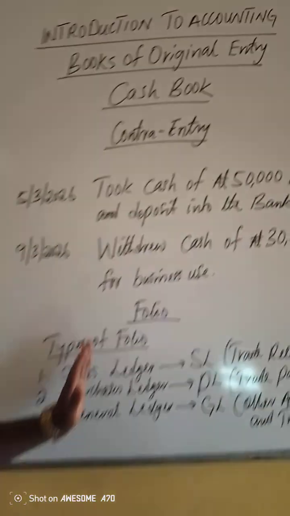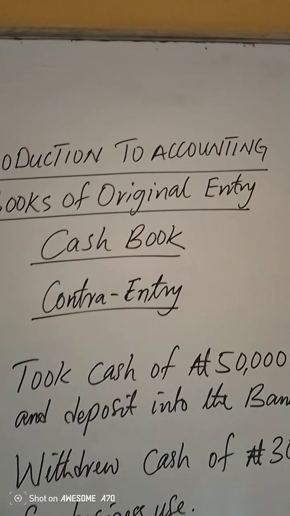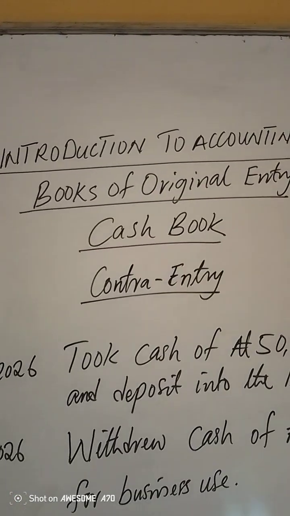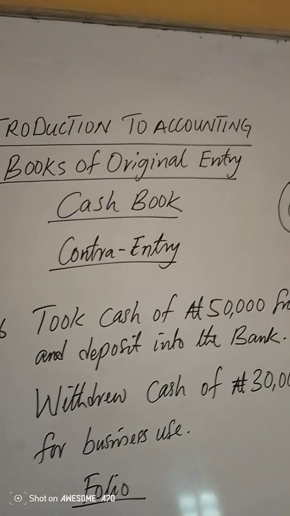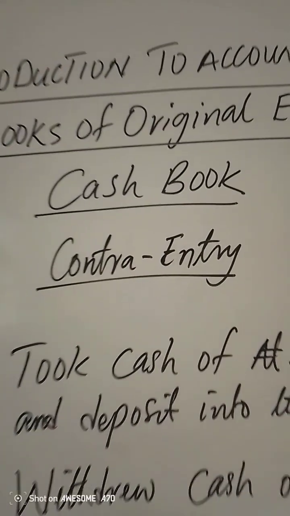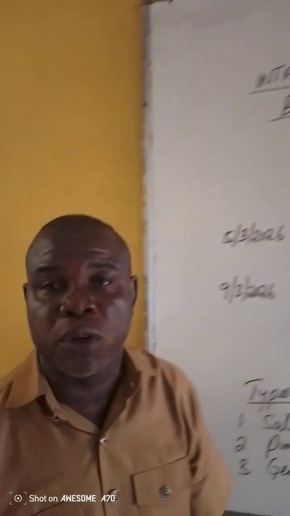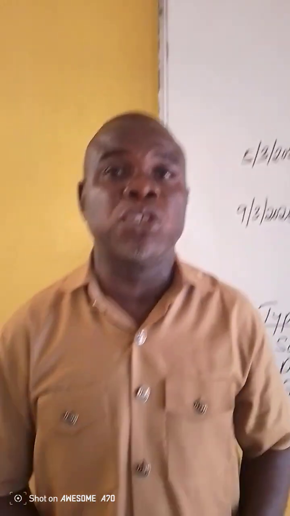In today's video, we are going to continue under the topic cash book, books of original entry. Before we go to cash book, I want to clarify the entry called the contra entry, which most learners find difficult to understand how to post in the ledger. What is a contra entry?